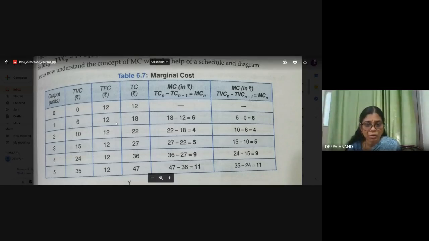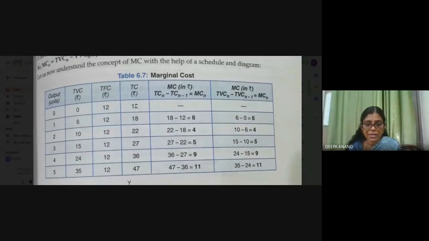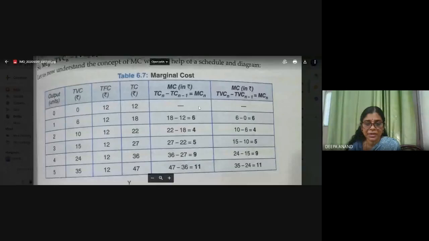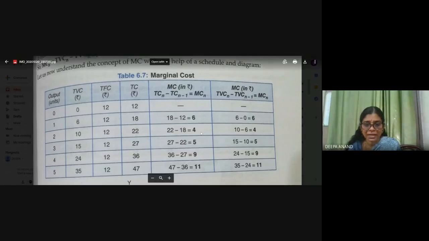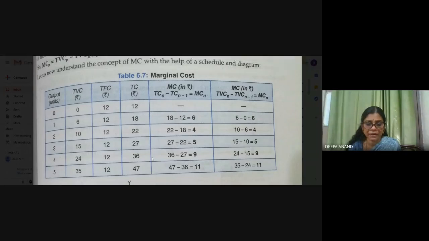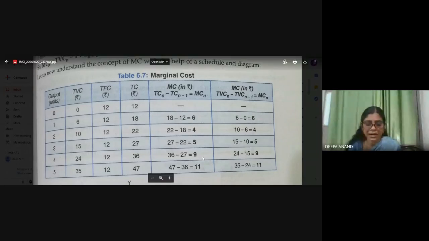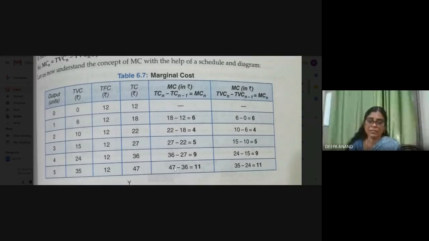TC जो पहले वालों को माइनस करो तुमको इजीली मिल जाएगा. देखो यहाँ पर देखो 12, इसका पहला वाला नहीं है, so MC is nil. 18, इसका पहले वाला कौन है? 12, that is TCn minus 1, that is 6. And 22 minus 18, 4. 27 minus 22, 5. 36 minus 27, that is 9. 47 minus 36, that is 11. So this is the column for MC.